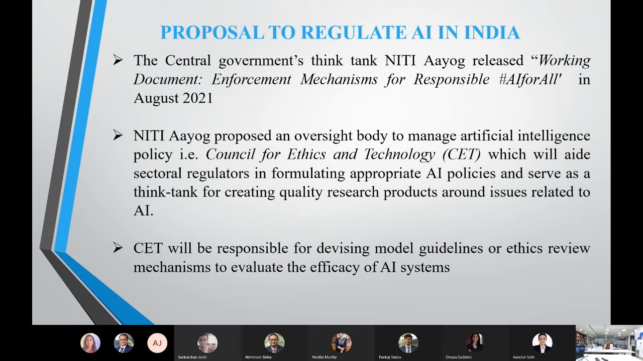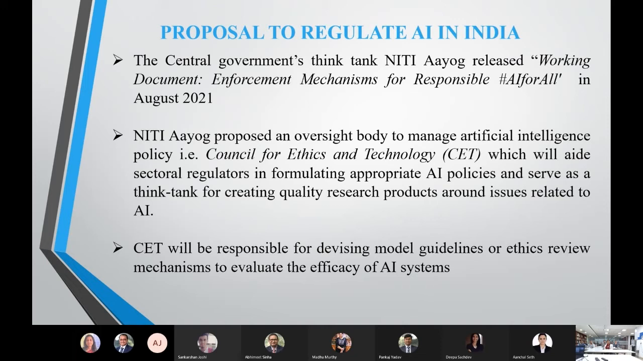Even in India now, what are the proposals which are there to regulate the AI in India? Now, in India Niti Aayog has, of course, been working on it, and there was a working document, it's a draft only, but where they have started discussing how to go about enforcing the mechanism for AI. Now they have proposed, Niti Aayog has proposed a body. This is called CETs, Council for Ethics and Technology. Now this body, the purpose is, which will of course formulate appropriate regulations, what is required, and then accordingly regulations can be framed.